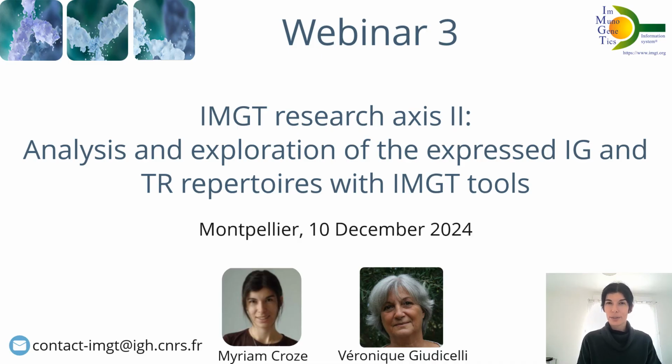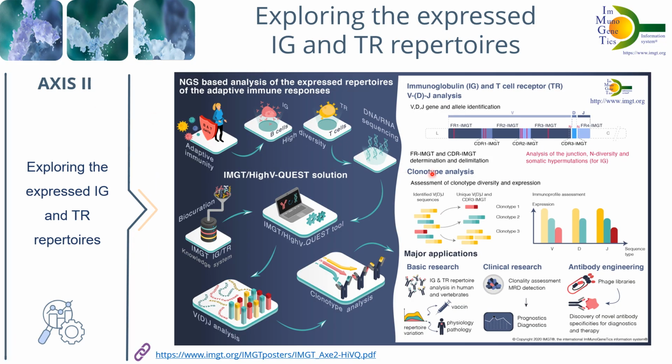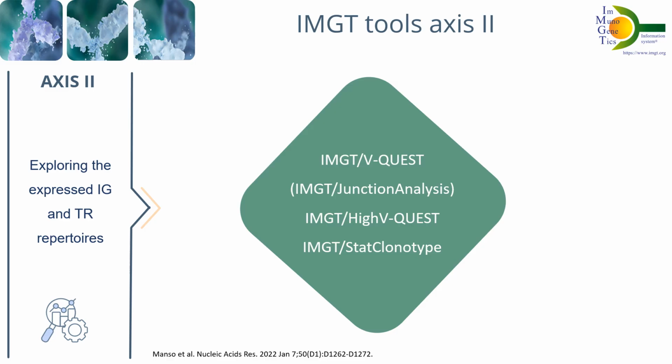Today, we will present the axis 2 of IMGT, focusing on the analysis and exploration of the expressed immunoglobulin and T-cell receptor repertoire with IMGT tools. In axis 2, we analyze rearranged DNA and RNA sequencing data using tools based on the reference directories from axis 1. This process allows us to identify and annotate V-domain nucleotide sequences and analyze clonotypes. Here are listed the IMGT tools available in axis 2, which we'll explore in detail today.